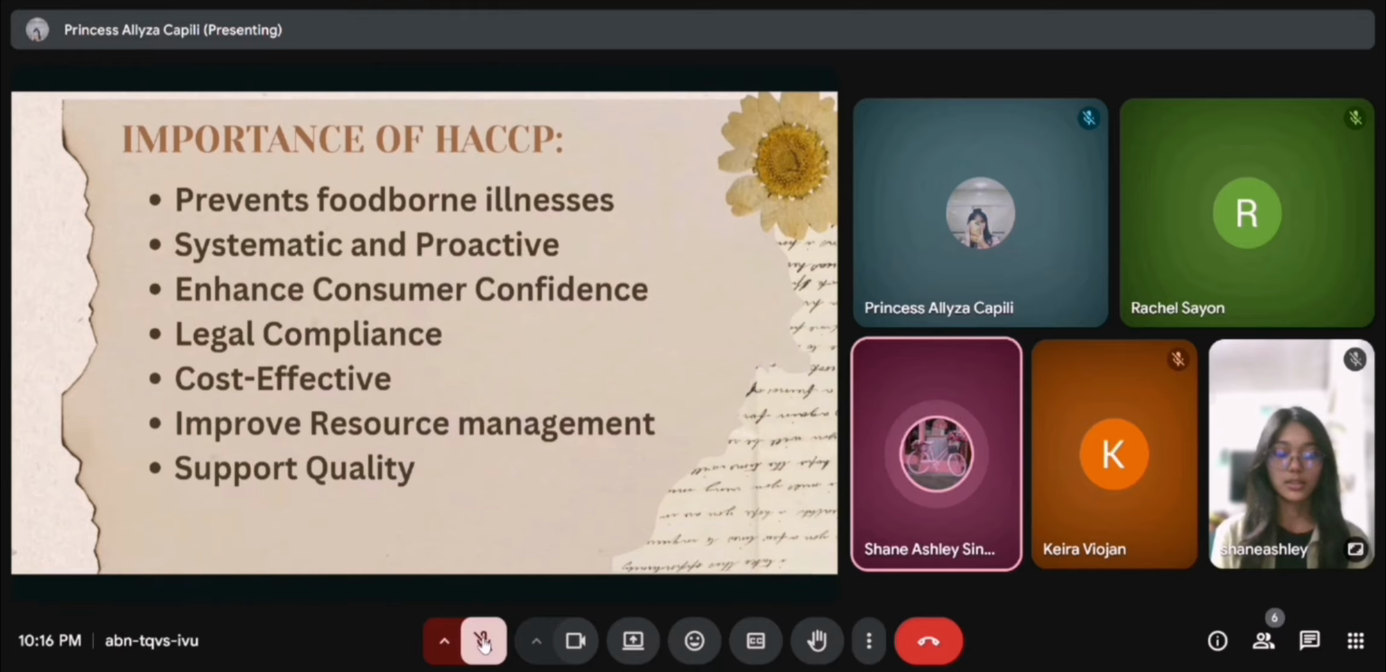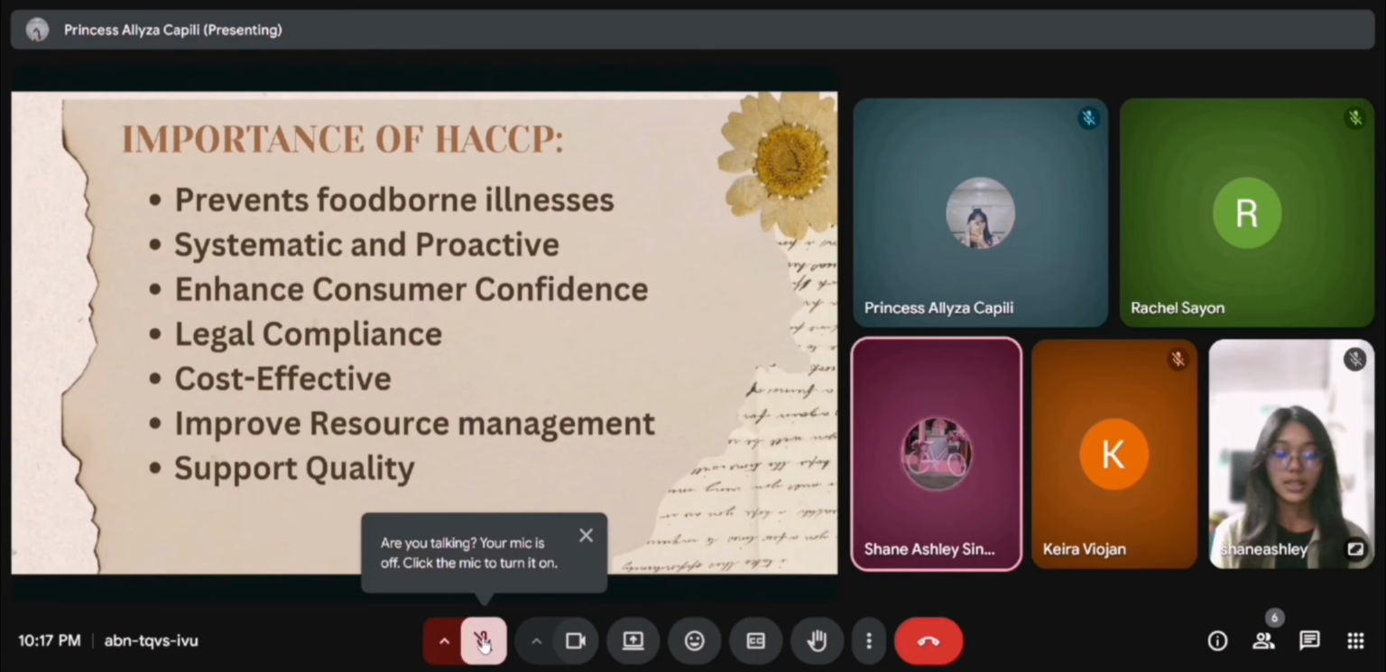Okay, so first we have here that it prevents foodborne illnesses. So here, HACCP stops food from making people sick by identifying risks early and controlling them before they cause contamination. For example, we cook the meat to the correct temperature, practice proper hand washing before food preparation, and separate the raw and cooked food.